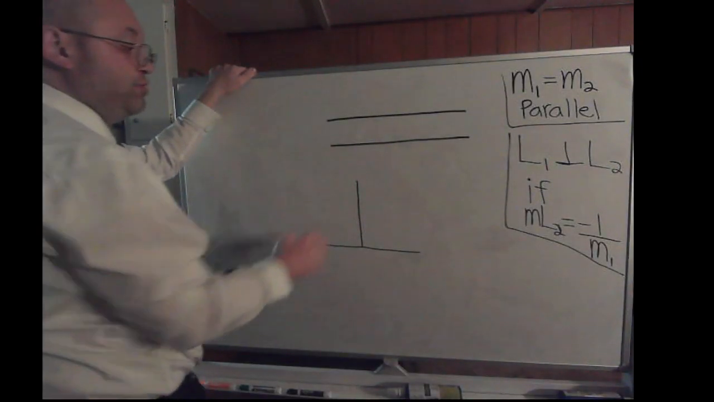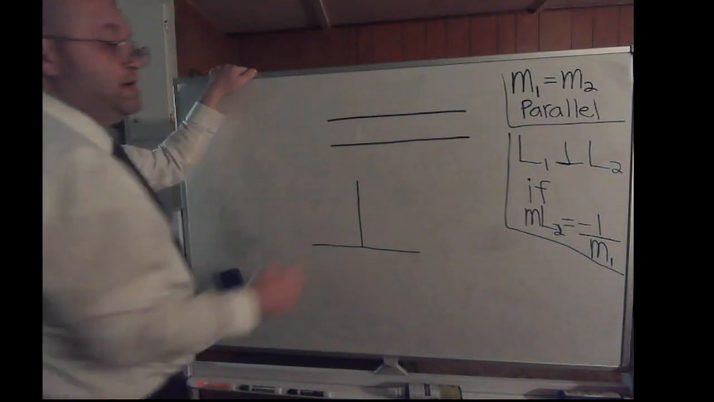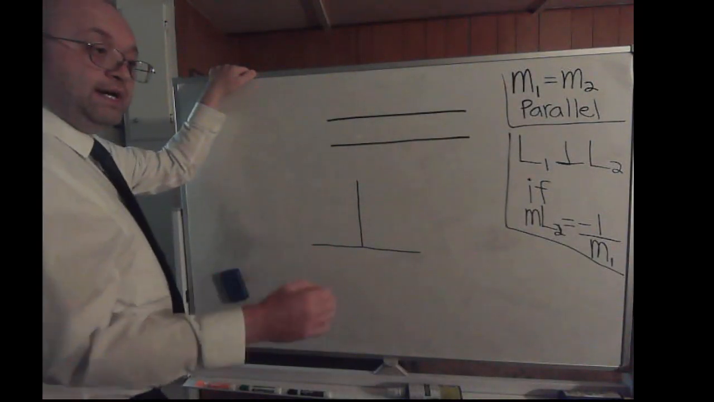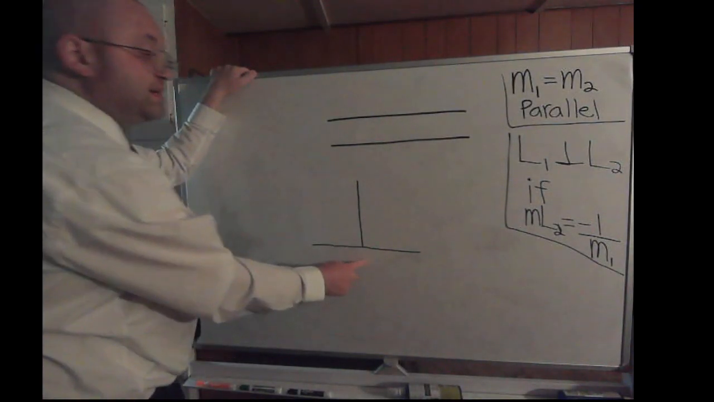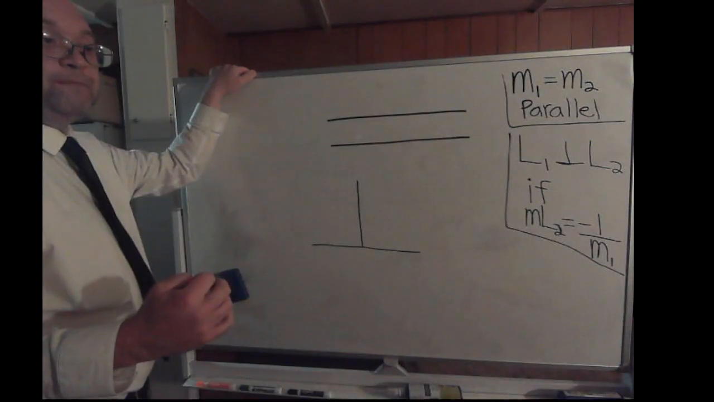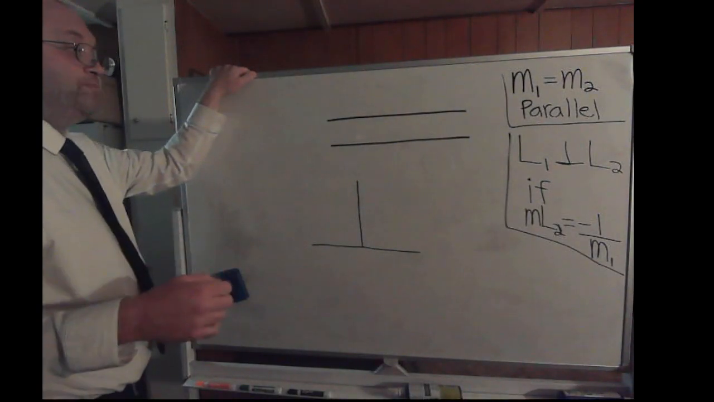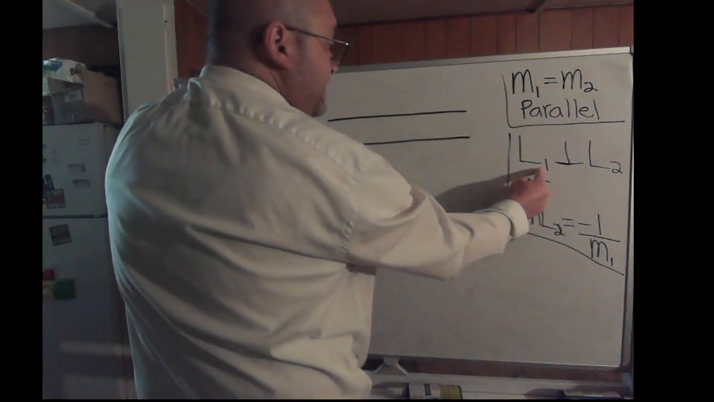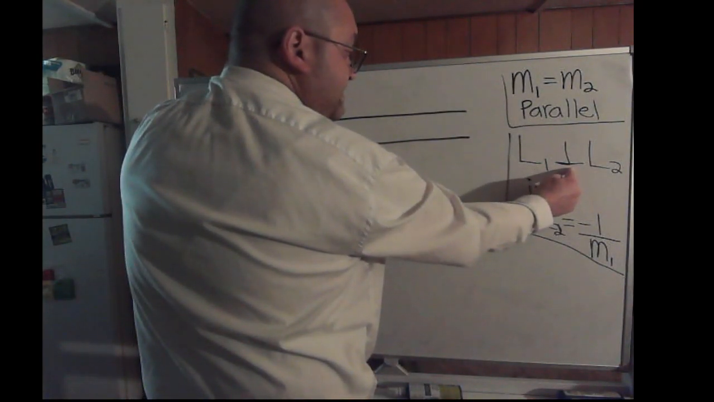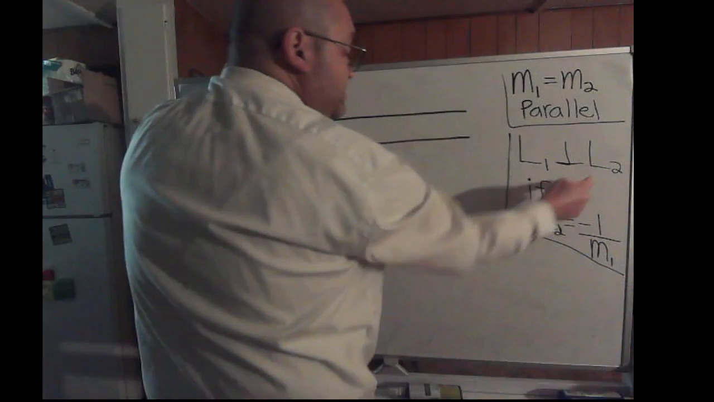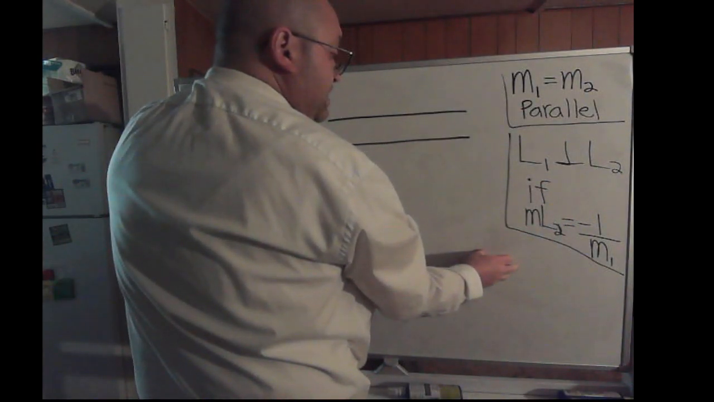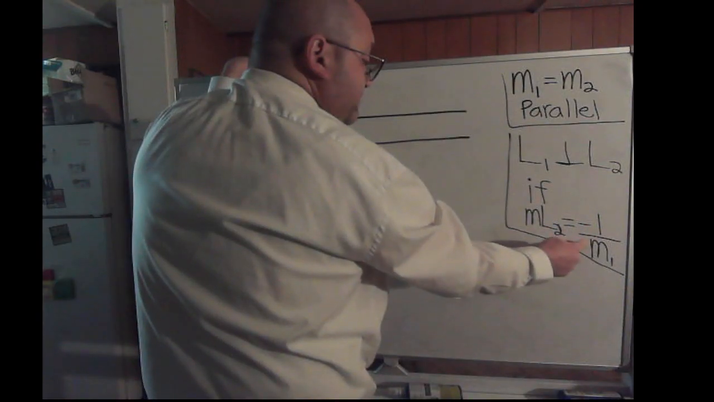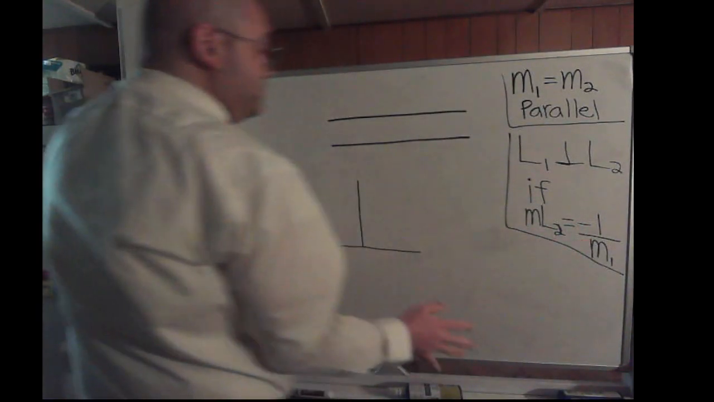Now, let's move on to perpendicular lines. Perpendicular lines are lines that intersect in such a way that when they intersect, they form right angles. So, I have this symbol here. Let's say you have two lines. Line 1 is perpendicular, that symbol means perpendicular to line 2, if the slope of the second line is equal to the negative reciprocal of the slope of the first line.